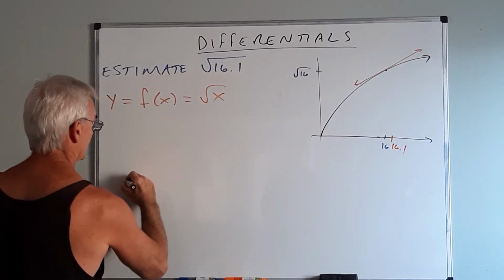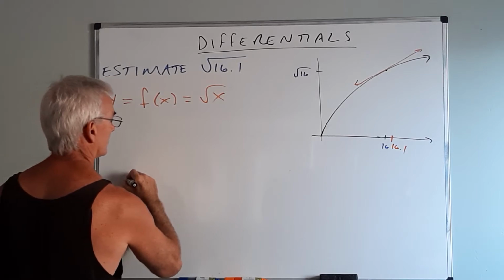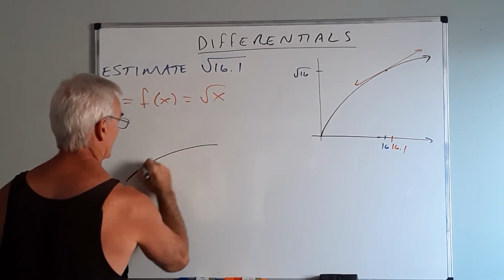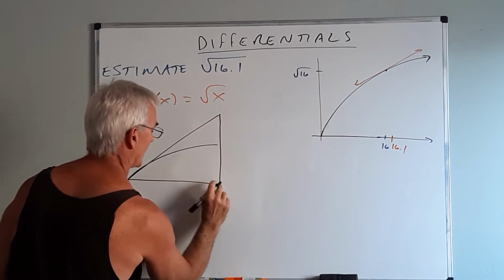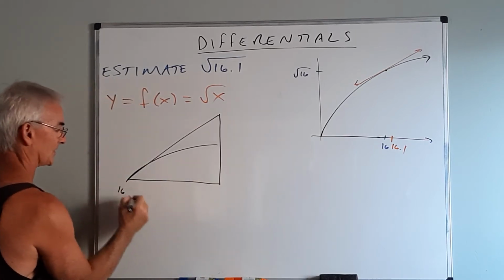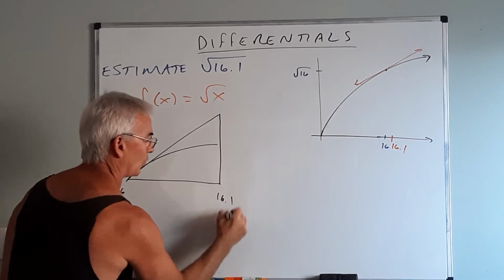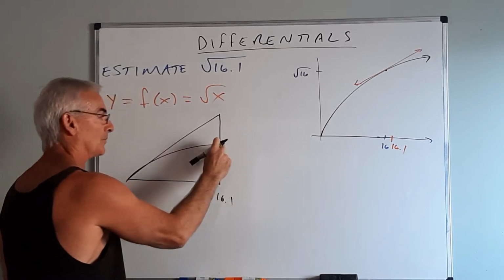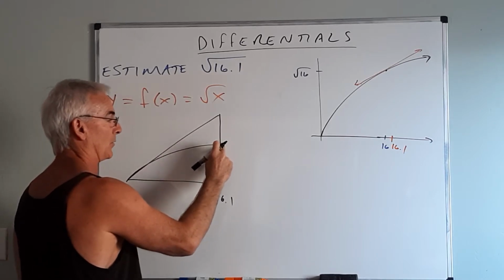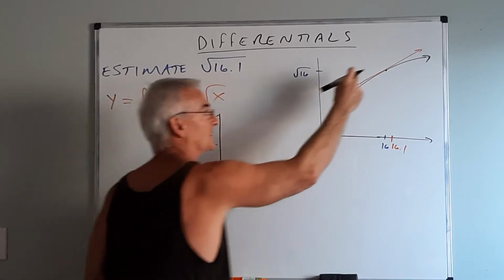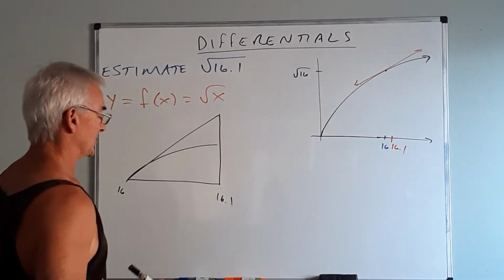So if I imagine that 16 is where I am, and then there's my tangent line, I would create a right triangle here. And let's say that value is 16 and that value is 16.1. On the curve, let's say this height is the y value, square root of 16.1, and this is the y value on the tangent line. So I've just sort of blown this up.